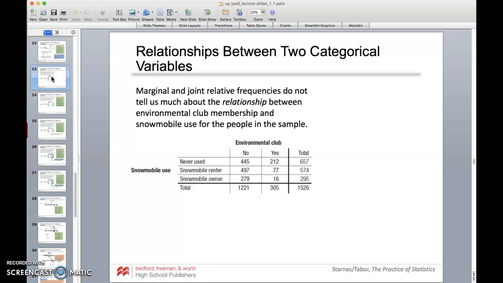All right, we pick up here in section 1.1 again. This will be video 1.1b, second part of this. We start with slide 23. And we're going to talk about the relationships between two categorical variables.